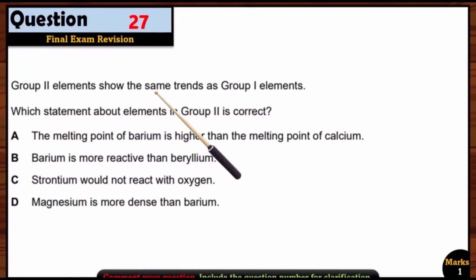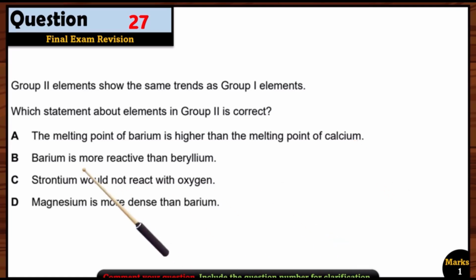Group 2 elements show the same trend as group 1 elements. Which statement about elements in group 2 is correct? So we have to find the same trends like group 1. So let's see the first option. The melting point of barium is higher than melting point of calcium. If you see the group 2 elements, the barium is below calcium. So it means the calcium has higher melting and boiling point compared to barium. So this option is wrong.